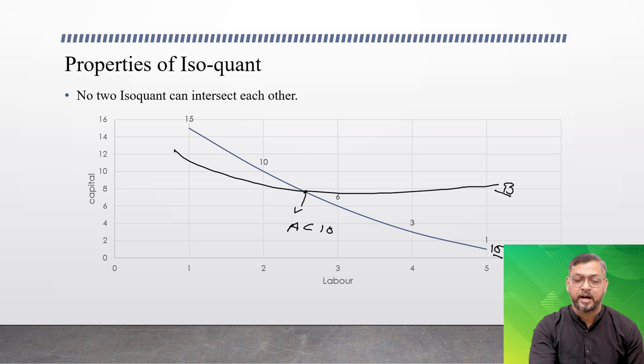But as we move downwards, we can see that isoquant B is higher, and if we move towards the upper side, we can see that isoquant B is lower than the isoquant with 100 output. That means that there are different levels of output in isoquant B, and that is not possible because an isoquant depicts combinations where two factors of production yield the same amount of output. Thus, two isoquants cannot intersect each other.